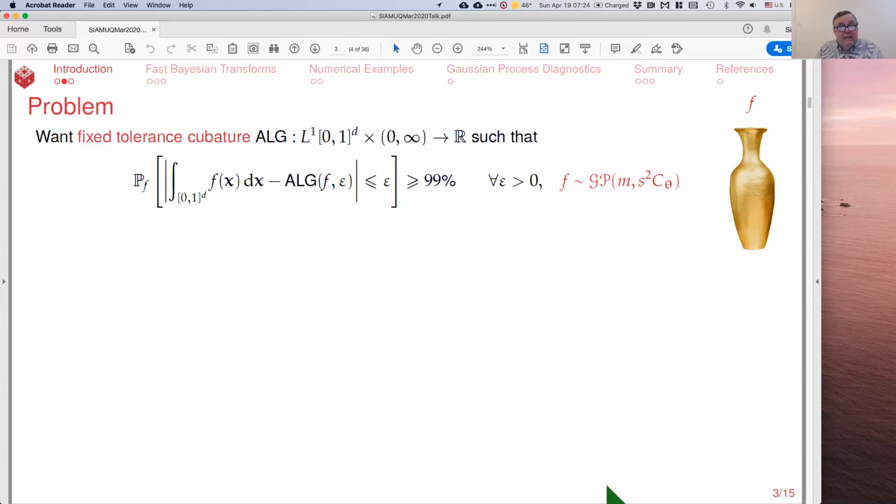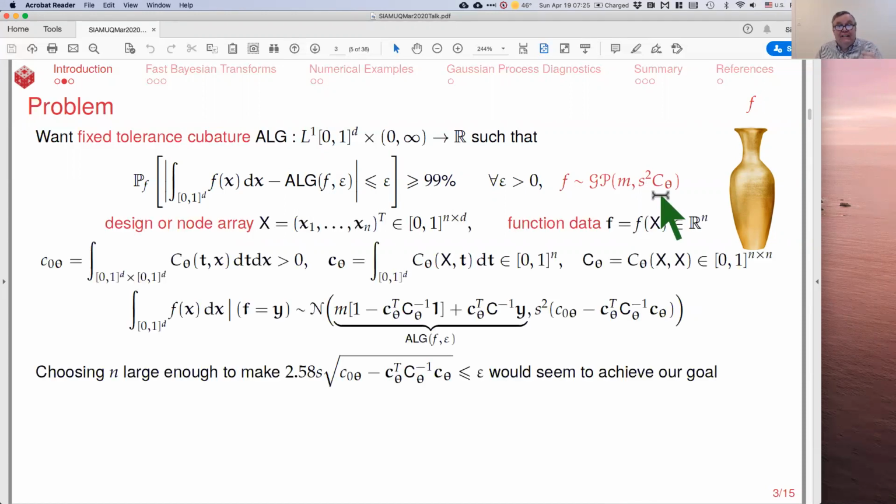Because we're taking a Bayesian approach, we're going to assume that the function comes from a Gaussian process. It's an instance of a Gaussian process, but we're going to put in some parameters that allow us to be somewhat flexible. So it could be this urn that I'm showing you. It could be a different urn depending on what the m and the s and the theta are. We're going to sample the function at n points, and we're going to let n vary. And so our design matrix is going to be n rows corresponding to n data sites and d columns corresponding to d coordinates. F, the vector, is the function data, n values of the function at these n points.